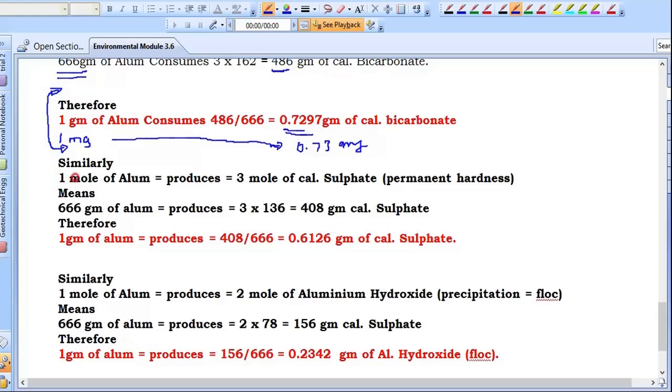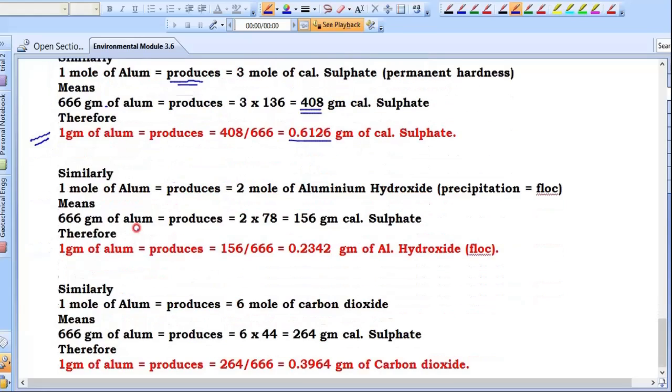Now similarly, 1 mole of alum produces, and I am using produces meaning the right side of the equation, 3 moles of calcium sulfate, which is a permanent hardness. Means 666 gram of alum when we add, it produces 408 gram of calcium sulfate. The conclusion is what? Again, 1 gram of alum produces 0.6126 gram of calcium sulfate. Again, the conclusion we have made.